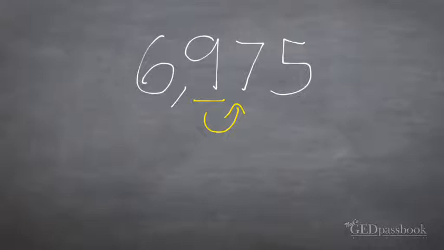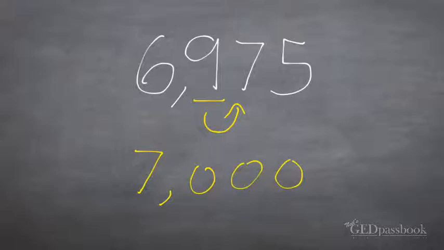So again, it's the 9 situation. That 9, you have to add 1, but it's already at its peak. So you have to go to the number to the left and add 1 to that. That 6 becomes a 7. It's already at its max. You have to jump. So 6,975 rounded to the nearest hundreds is 7,000.